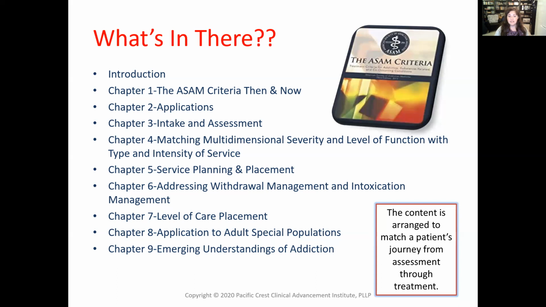Chapter 8 is application to adult special populations. So this would be considering people with certain medical issues, cognitive issues, or other societally related issues that we should consider. And then chapter 9 is emerging understandings of addiction. So trying to stay current on the new things we're learning about addiction every single day.